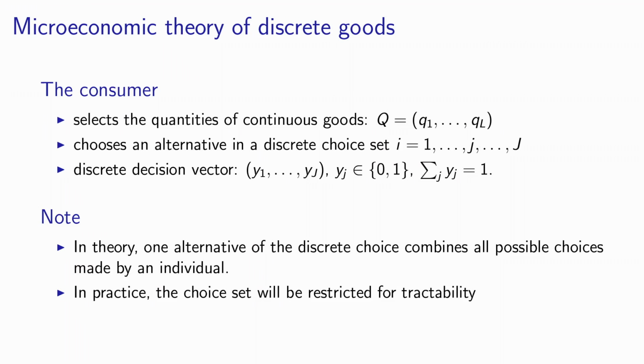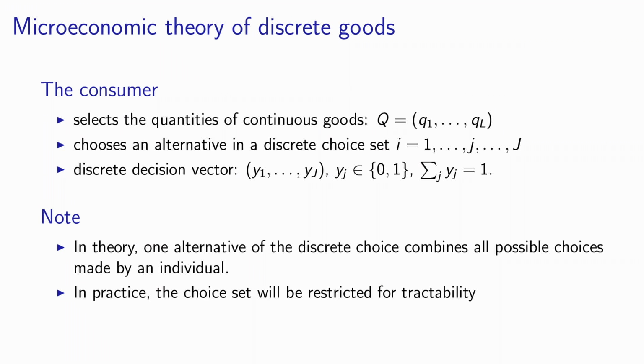Now, in this context, the consumer, in addition to selecting the quantities of each of the continuous goods, also has the opportunity to select discrete goods. Indeed, there are many discrete decisions in life. You can decide to go to the university or not. You can decide to get married or not. You can decide to buy a car. And if you decide to buy a car, which brand, which size. And you can decide many things that can be represented by a discrete choice set.